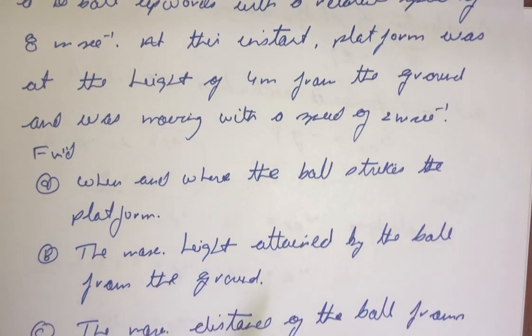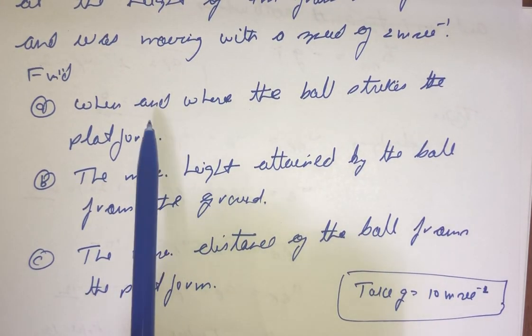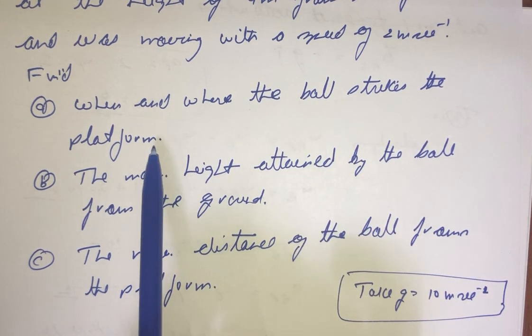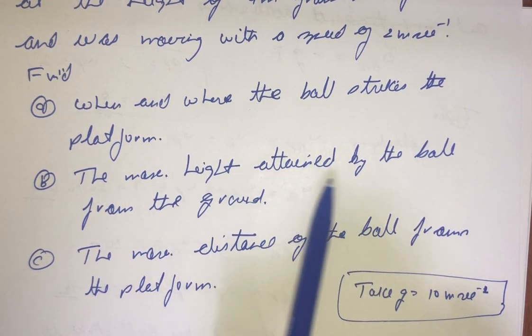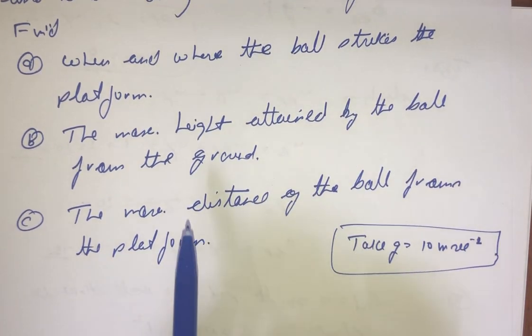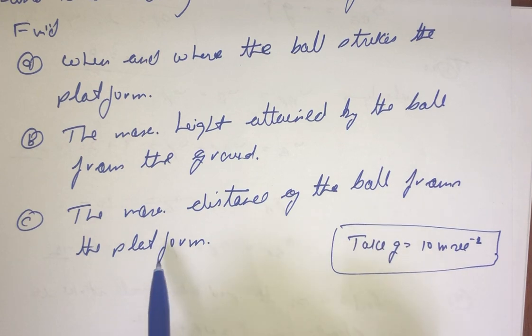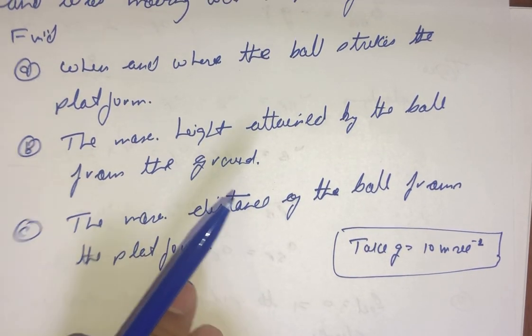Find, so in this case we have to find out four things. First is when and where the ball strikes the platform. B part, the maximum height attained by the ball from the ground. And the last part is the maximum distance of the ball from the platform. In this case, we are going to take g as 10 meter per second square.